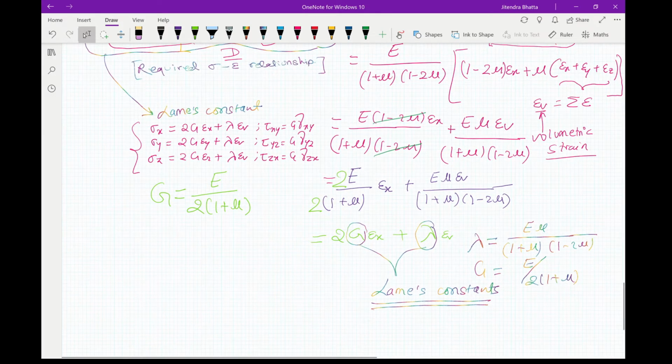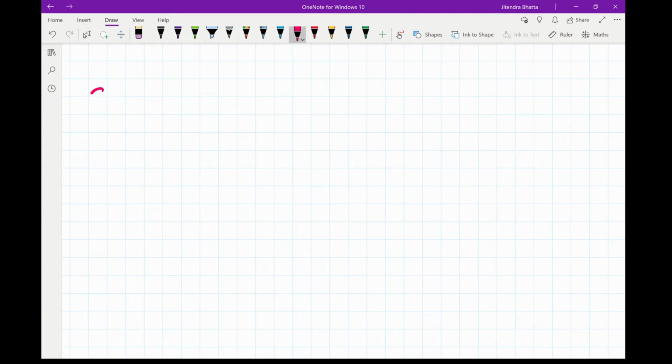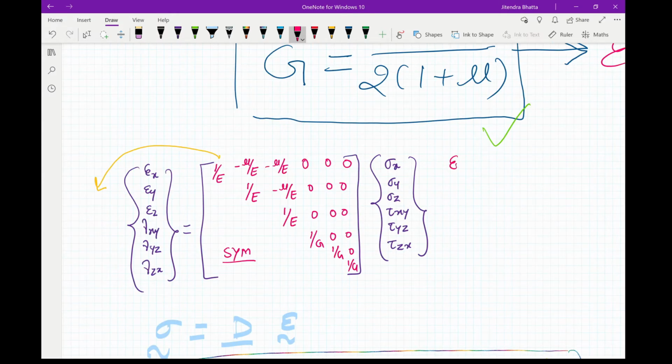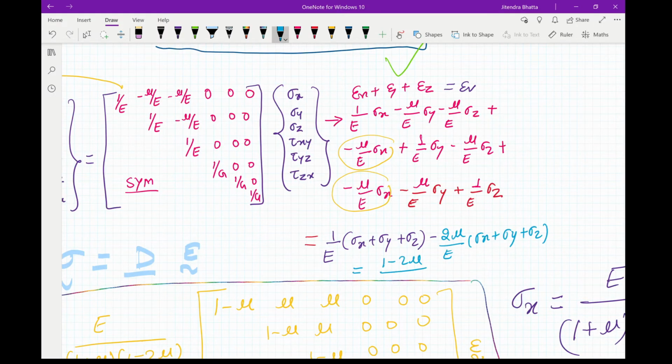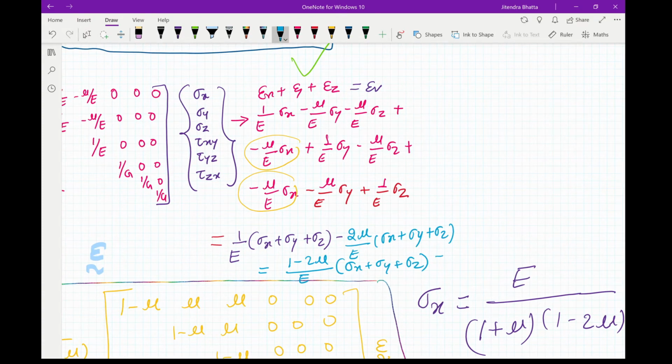If you look at our volumetric strain, which is Ev, that equals Ex plus Ey plus Ez. Let's see what Ex plus Ey plus Ez looks like. You can combine this and you will get 1 minus 2 mu by E into, so this is our volumetric strain. Our volumetric strain Ev equals 1 minus 2 mu by E times sigma x plus sigma y plus sigma z.